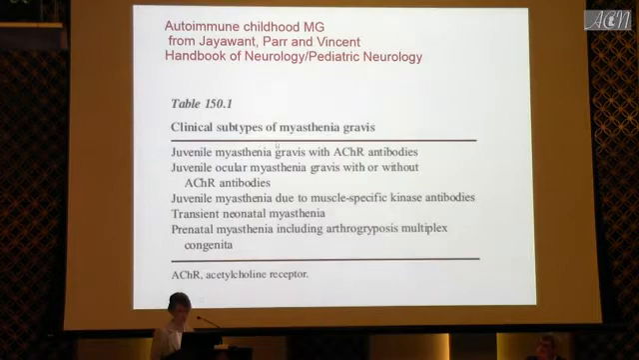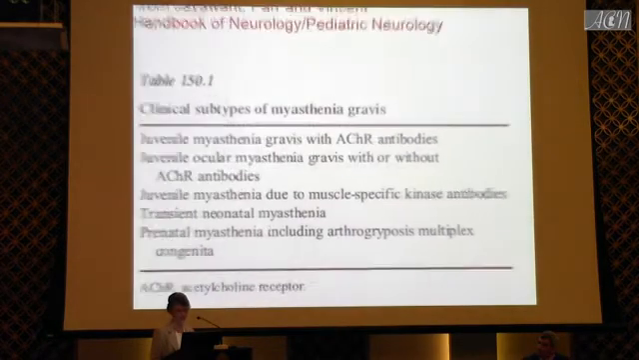So for one thing, there are clinical subtypes of myasthenia. There's juvenile myasthenia, juvenile ocular myasthenia, often without antibodies to the AChR. Juvenile myasthenia with muscle-specific kinase antibodies, I'll mention that very briefly. And there's transient neonatal myasthenia that you have to just be aware of if you're a neonatologist. And then there's prenatal myasthenia.